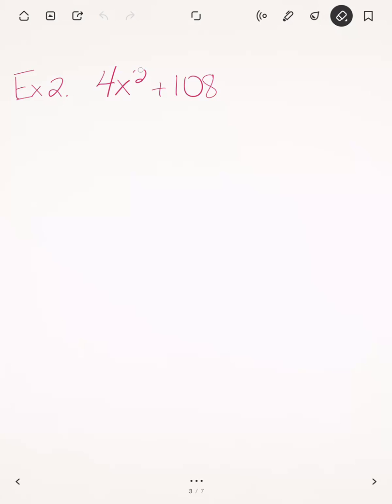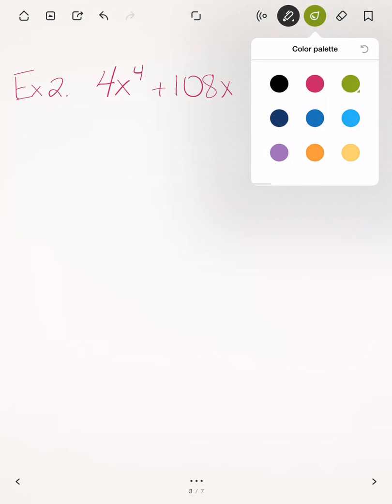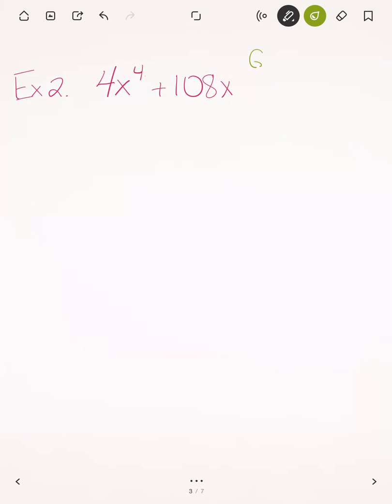I'm sorry, I made a typo. So this should be 4x to the 4th plus 8x. There we go. Now, if I look at this, I notice 4 and x to the 4th are not perfect cubes, and 108 and x aren't perfect cubes, but I notice that they have a GCF. So I have to make sure that I look for GCFs first, because if I don't, I can't solve the question like I'm used to.